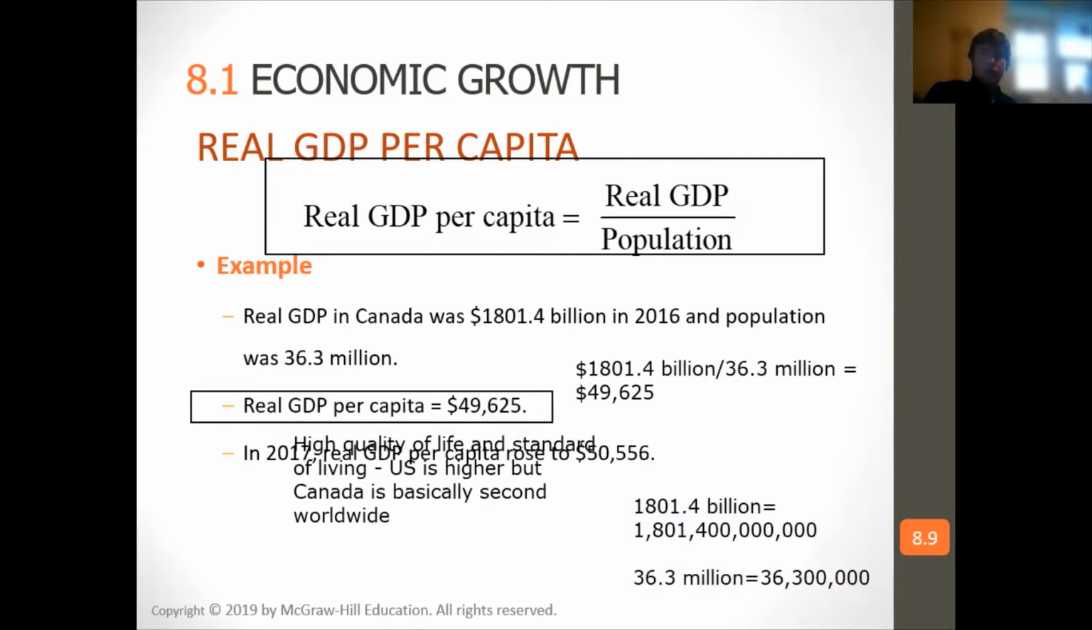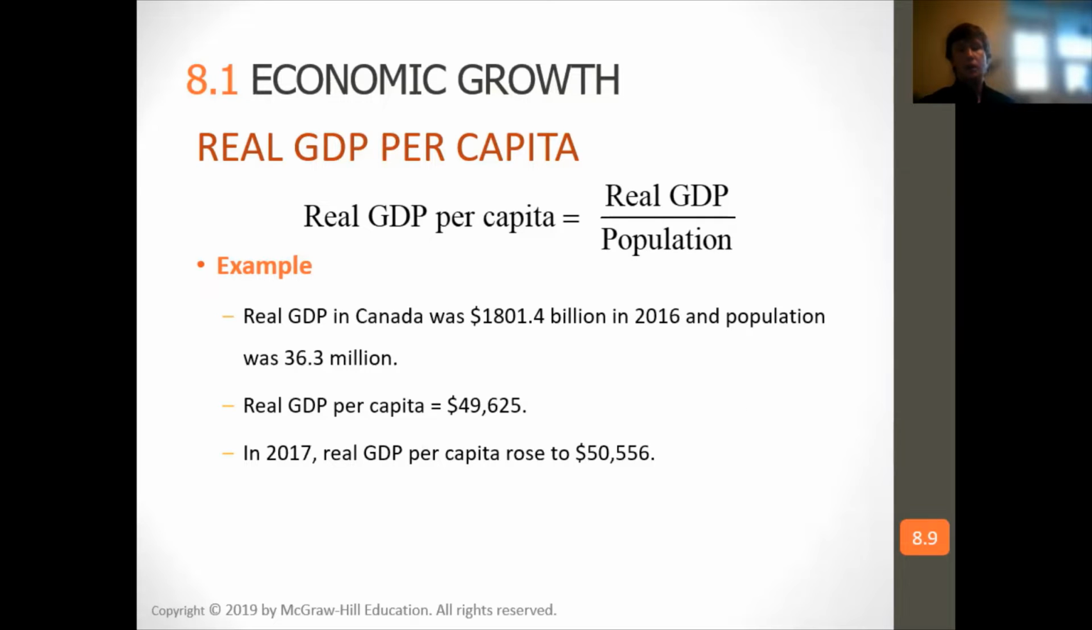So in 2017, real GDP per capita rose to $50,556. What would be the growth in real GDP per capita during that period?